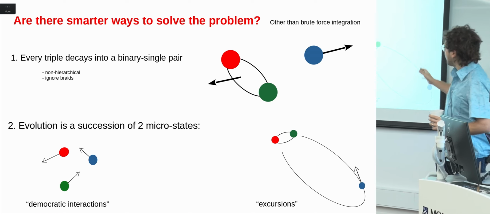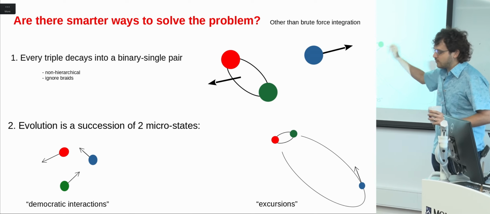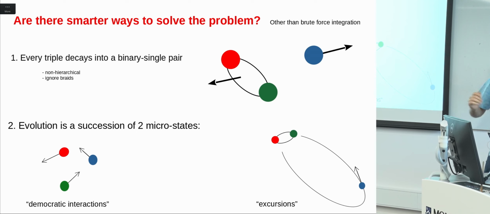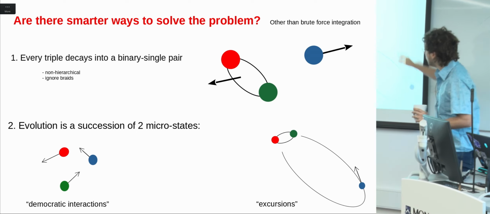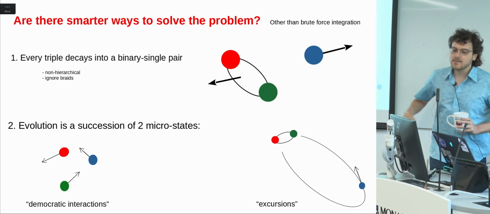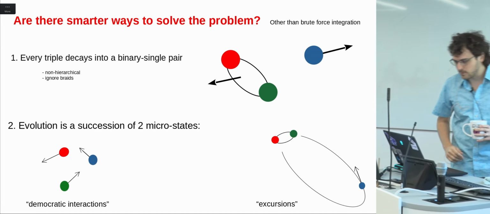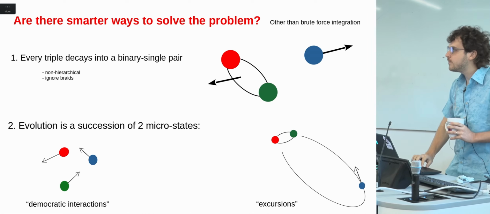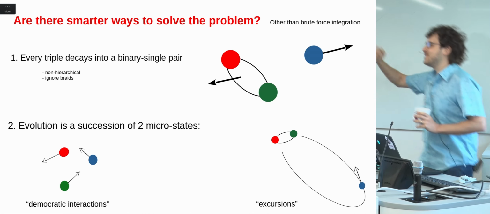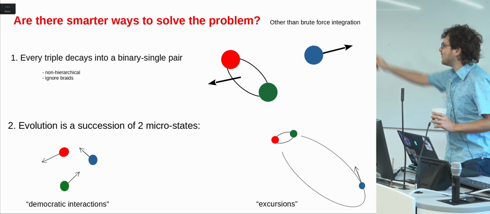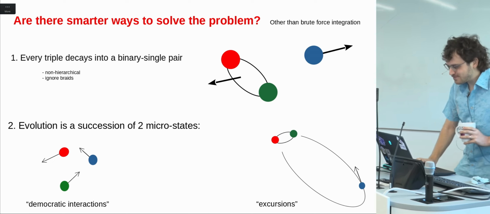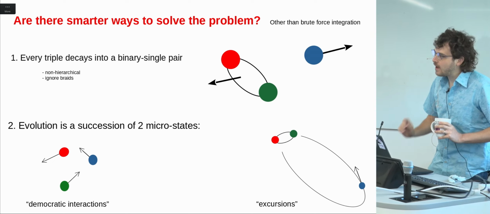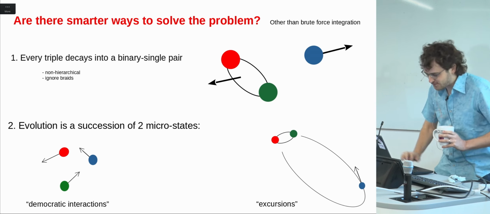And this triple system, we can subdivide it into microstates: democratic interactions and excursions, where you have a temporary, unstable hierarchical triple, if you want to call it that. The figure of 8 is non-hierarchical and stable. It's a braid, that's why. Let's ignore braids. They're very interesting, but it's highly unlikely they can be formed in nature.